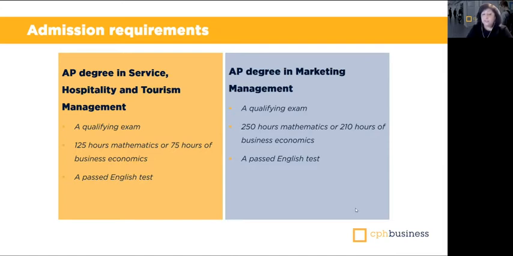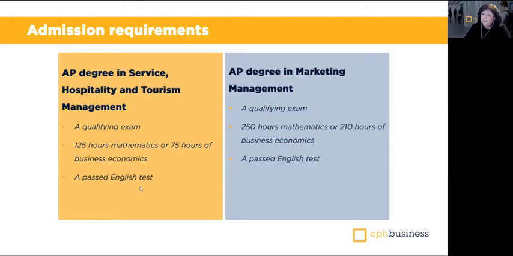But first of all, just as a guide, you need a qualifying exam when you're applying for the service, hospitality, and tourism management. And you need to document mathematics C Danish level. That translates to around 125 hours of mathematics or economics B level, which is around 75 hours of business economics. Moreover, you also need to have a complete and pass English test.